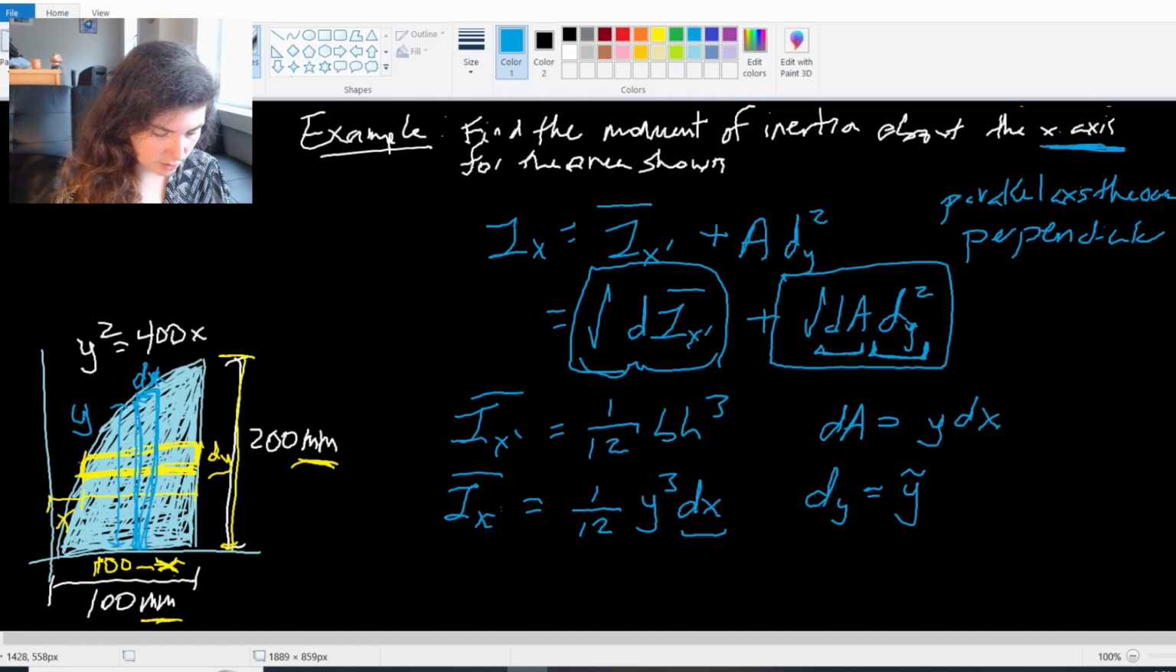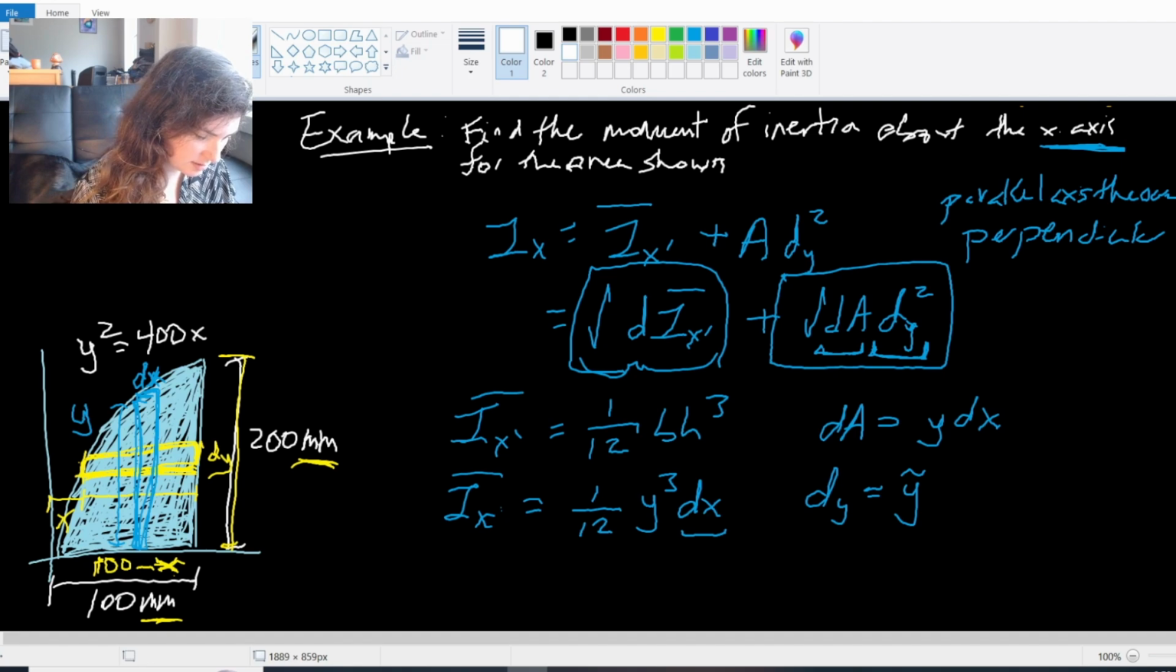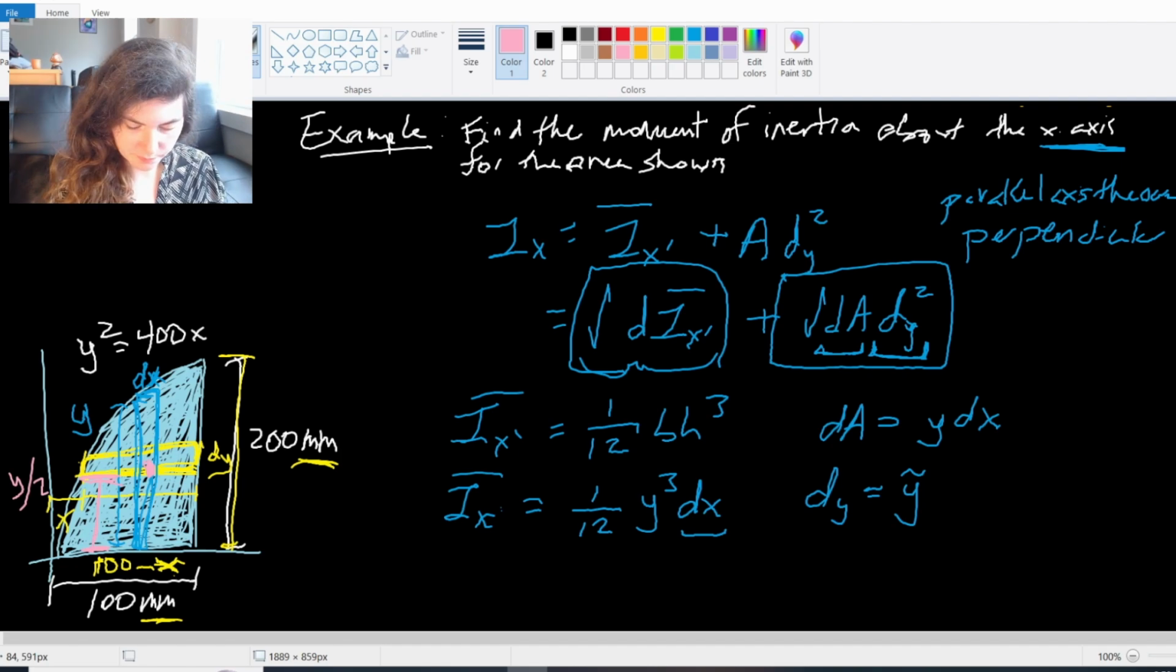So now we need to go back and take what we know about centroids to find what the y tilde value is. And remember how we get that: it is the y distance to the centroid, right? So this distance here is going to be y over 2. And so for us, this is y over 2.